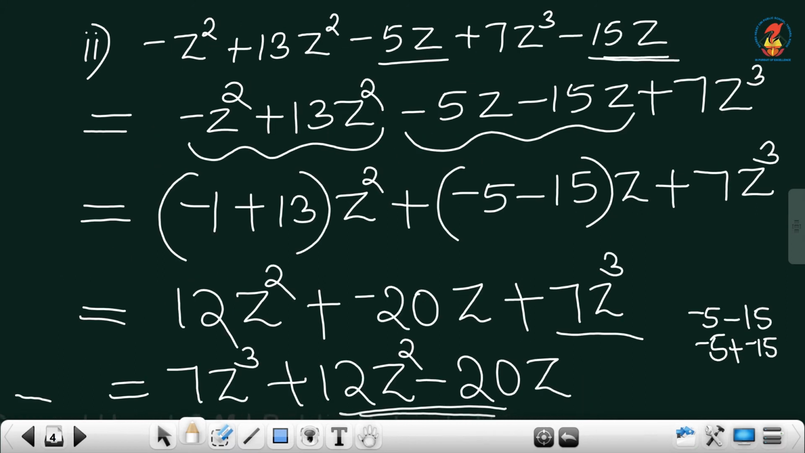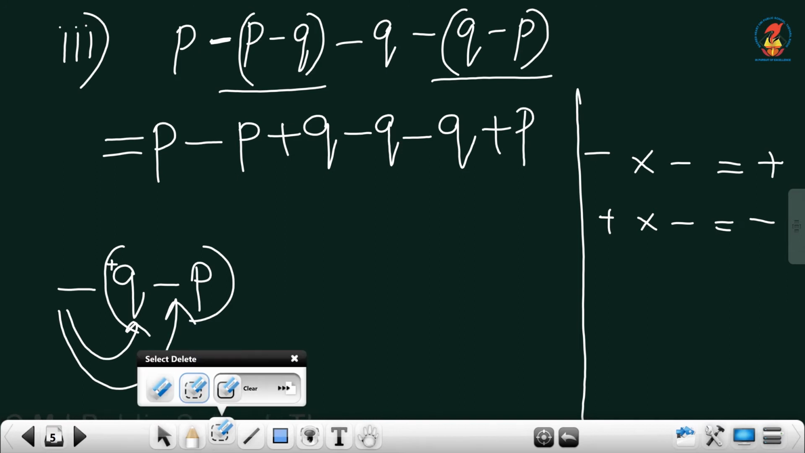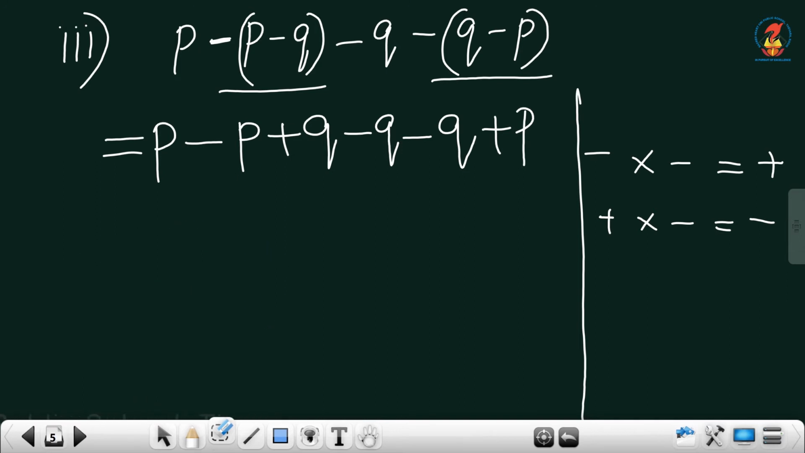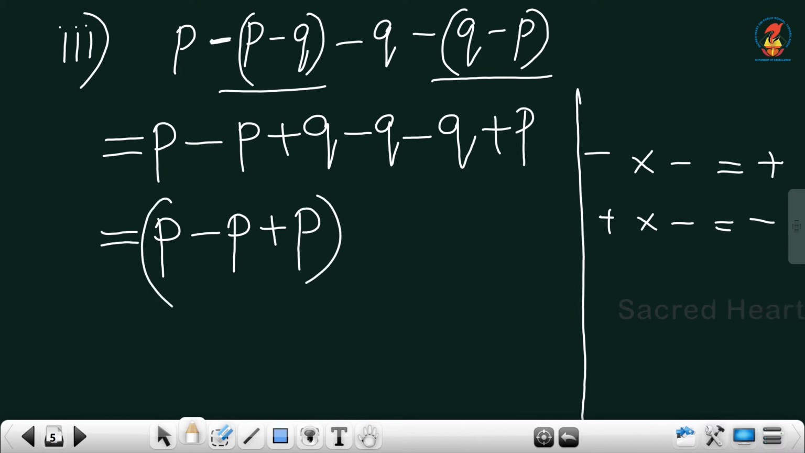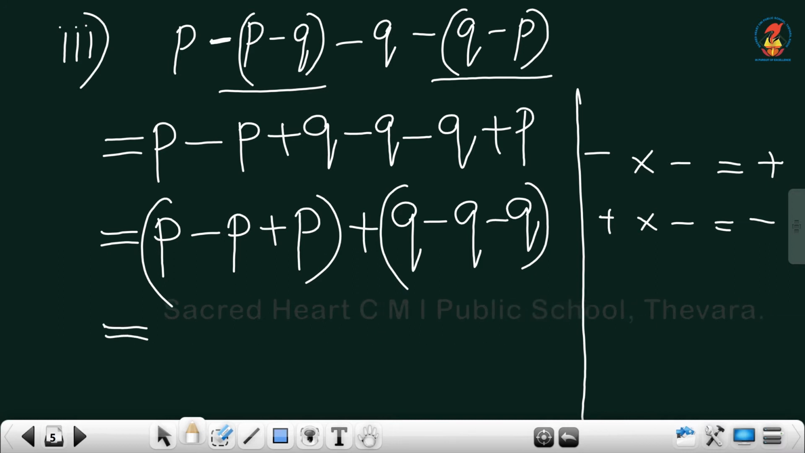Okay children, if there is a bracket in the question, first you have to open the bracket. Then you group the like terms. Like terms means what? Same variable. Here the variable is P. Here also P. Then any other term having P, plus P. This is one group we can say. Then plus Q minus Q minus Q. We already grouped the like terms.